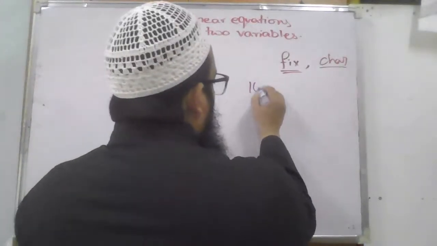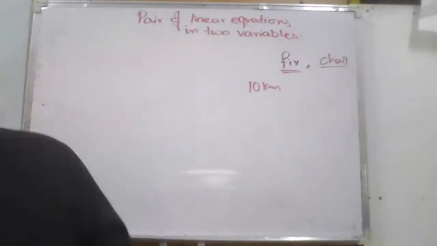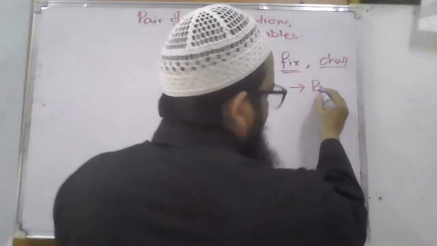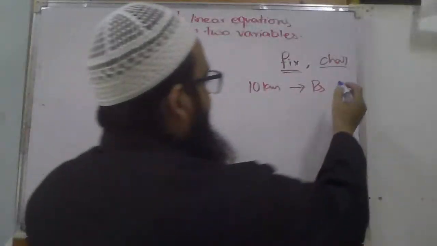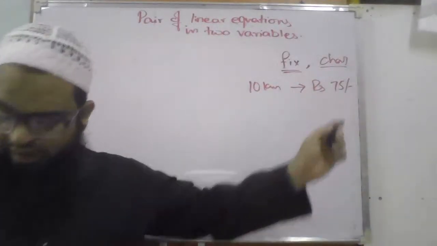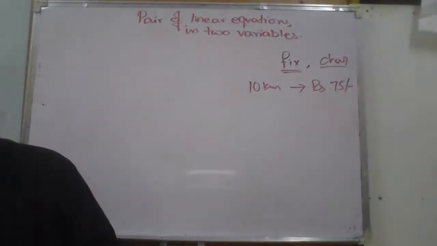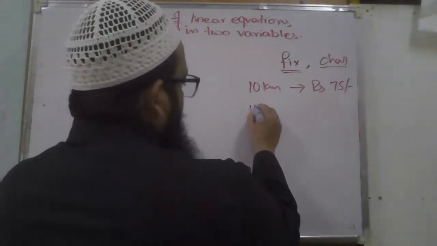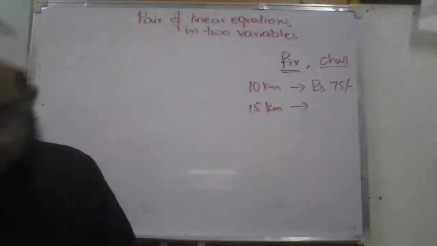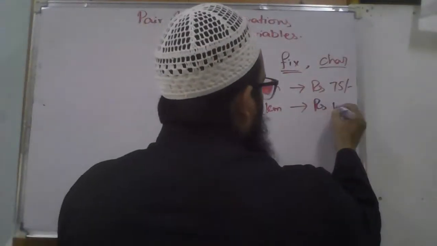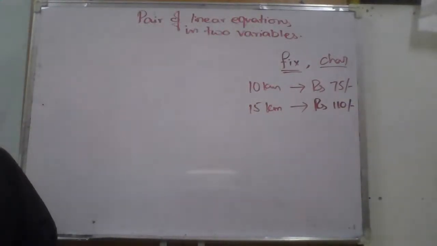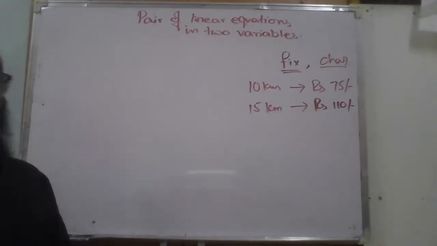So for a journey of 10 kilometers, the charge paid is rupees 75. For 10 kilometers, they have paid 75 rupees. And for a journey of 15 kilometers, what is the charge paid? The charge paid is rupees 110. Now, find the fixed charge and charges per kilometer.